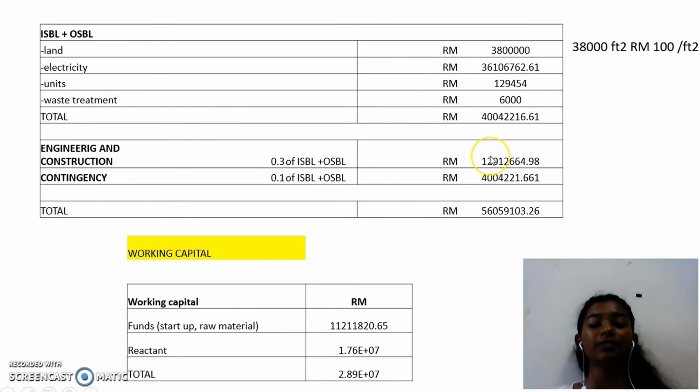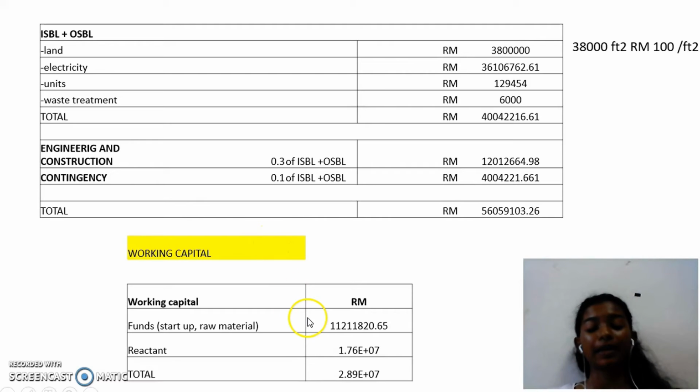And for the engineering and construction, it's 0.3 of this value. And as for the contingency, it's 0.1 of this value. Then we have to total up this, this, and this.